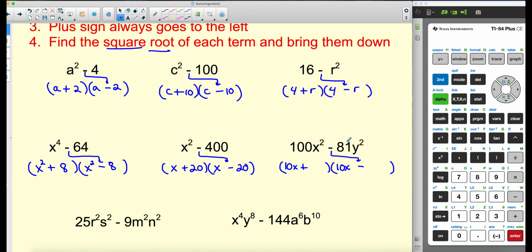Now you do 81y squared. No problem. The square root of 81 is 9. And the square root of y squared is y. What we do to the first binomial, or the first parenthesis, we do to the second always, because 9y times 9y is 81y squared. And that's it.